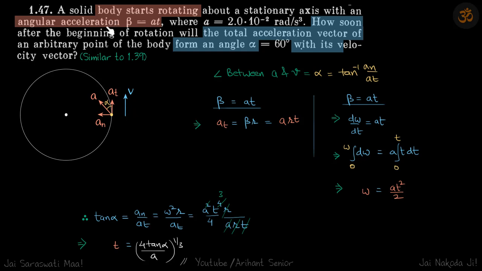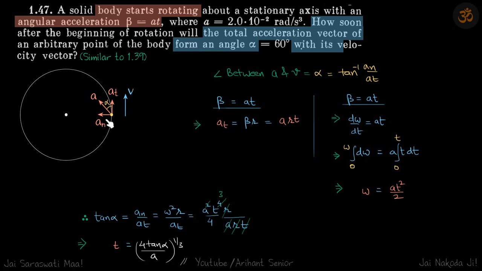So let's do this. A body starts rotating with an angular acceleration beta equal to alpha t. How soon after the beginning of the rotation will the total acceleration vector of an arbitrary point form an angle alpha with the velocity vector? So when the total acceleration makes angle alpha with the velocity vector.